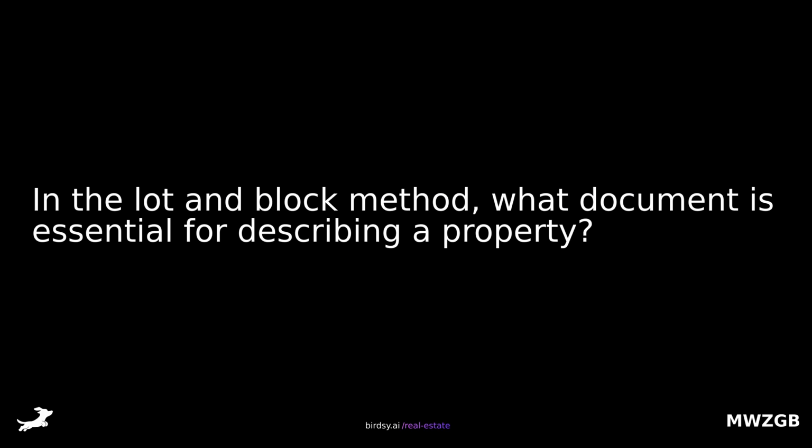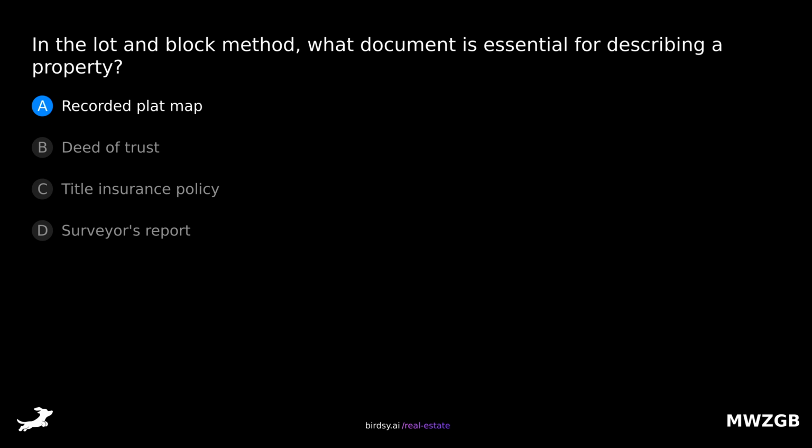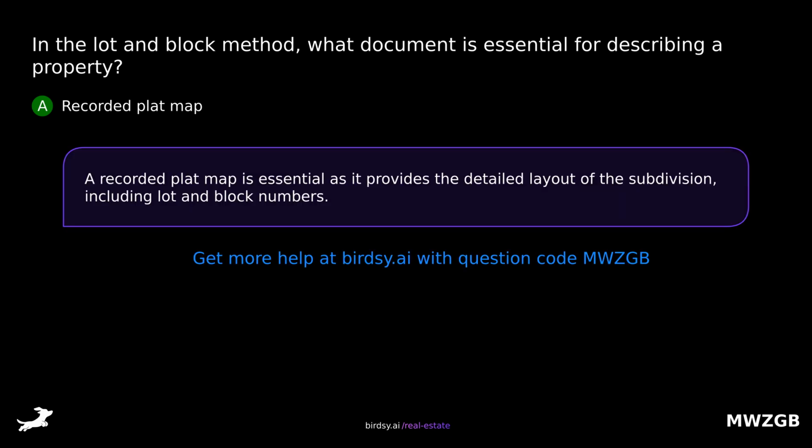In the lot and block method, what document is essential for describing a property? Is it A, recorded plat map? B, deed of trust? C, title insurance policy? Or D, surveyor's report? The answer is A, recorded plat map. A recorded plat map is essential as it provides the detailed layout of the subdivision, including lot and block numbers.